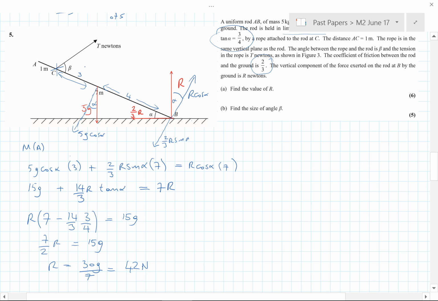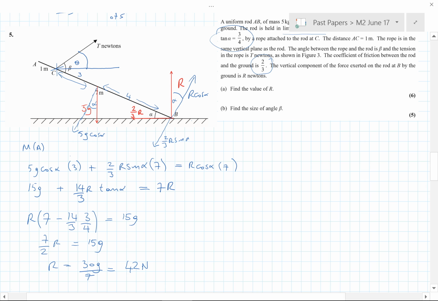So I'm inclined to resolve vertically and horizontally. The kind of issue we've got here is that we're not given the angle. The angle we're being asked for, beta, is not the horizontal angle. So I'm going to work that angle out first, because it will make our resolving equations easier.